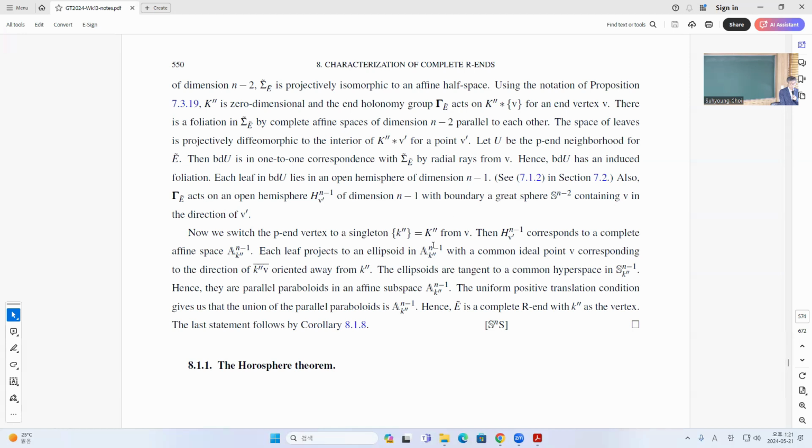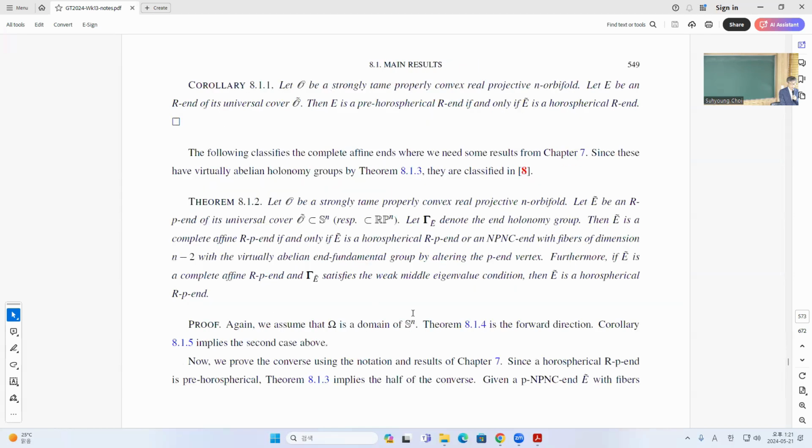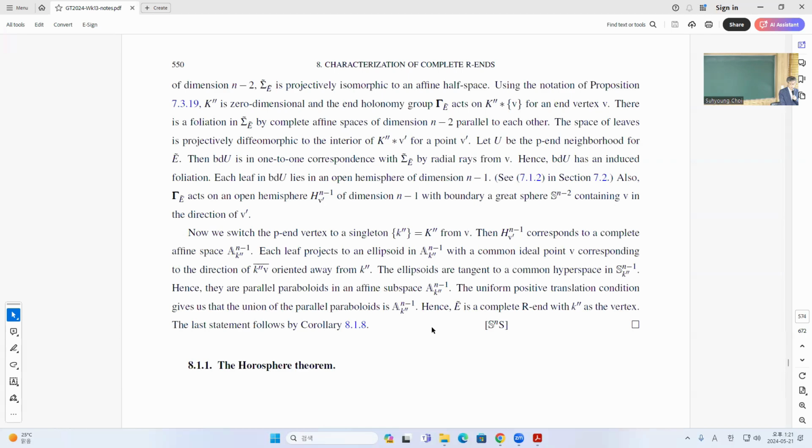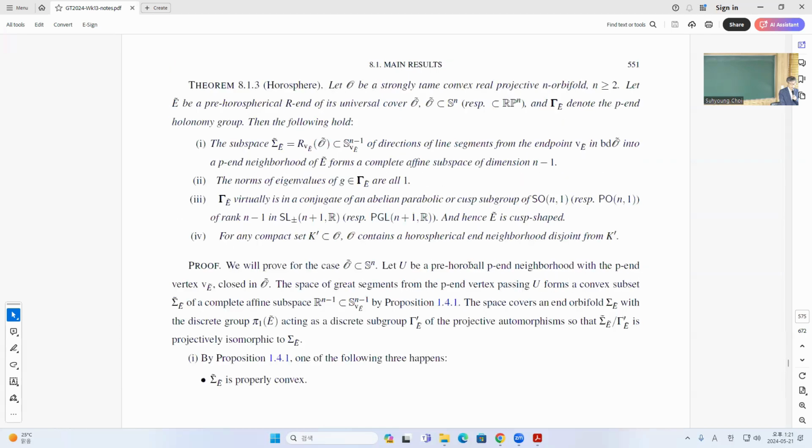so that involves knowing that there's some ellipsoid acting on some spaces, and these ellipsoids are translated by the uniform positive translation condition and so on. So you get the complete affine end using this. Okay, so that's the converse. So mainly we want to show the forward direction. Okay, and we want to do the horosphere theorem.